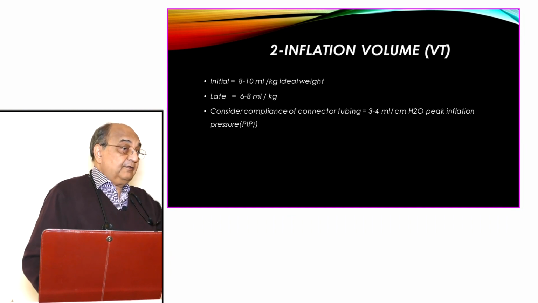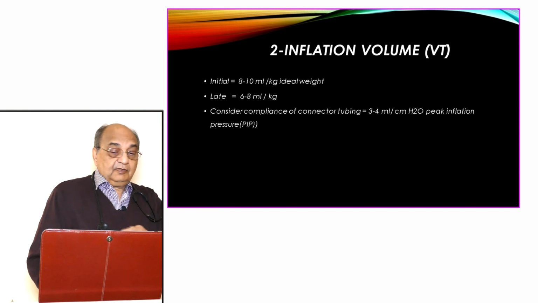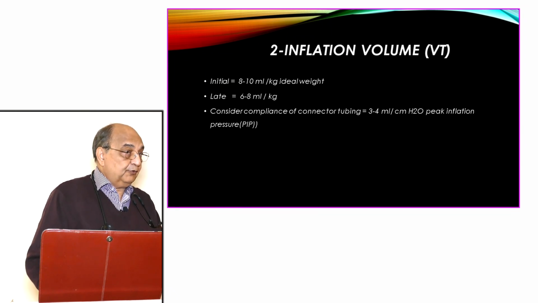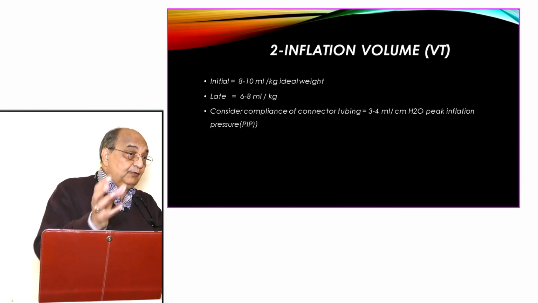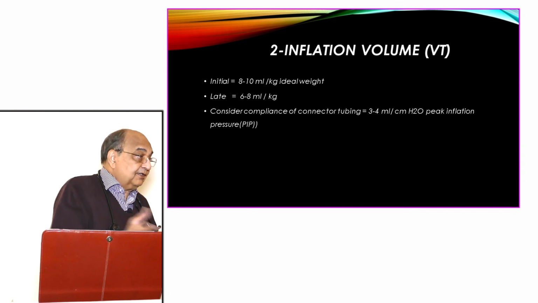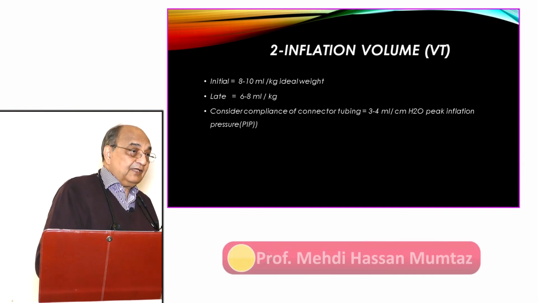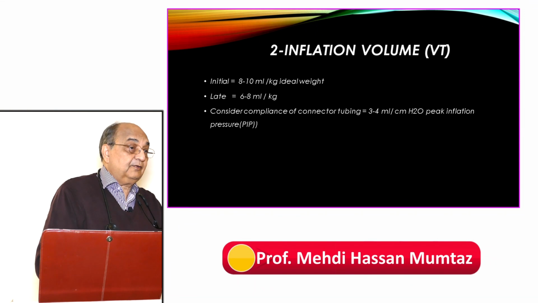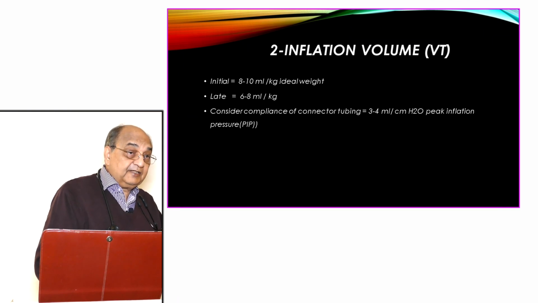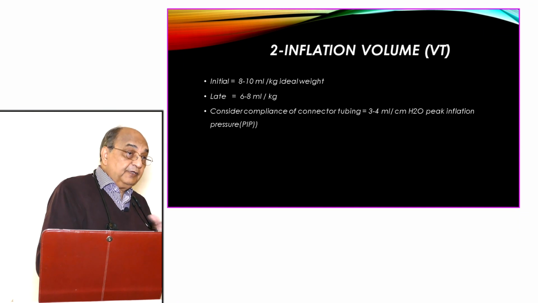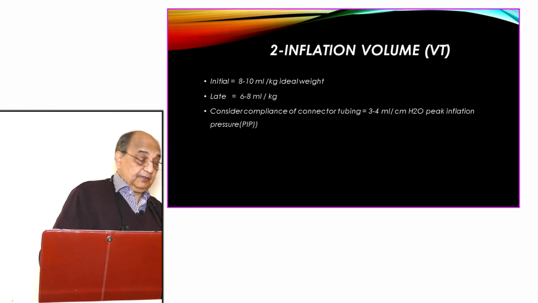For example, it is giving 15. For 15, you are giving 3 to 4 mil. Say 4 mil is its compliance. 4 into 15, 60 mils of whatsoever volume you have adjusted is accommodated in the circuit. So that's why you give a little bit higher tidal volume in the beginning to ventilate your lung. So you must always keep in your mind this compliance of the tubing, the inspiratory limb of the tubing through which you are delivering the gases to the patient.